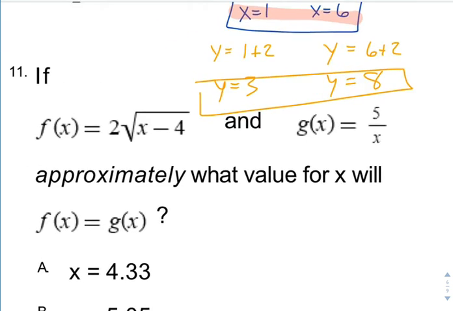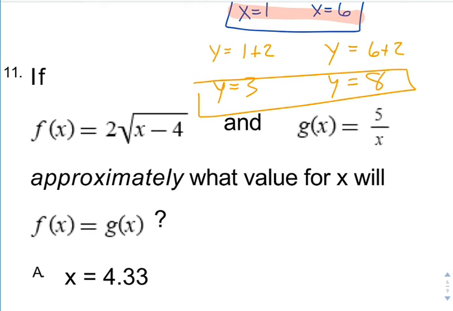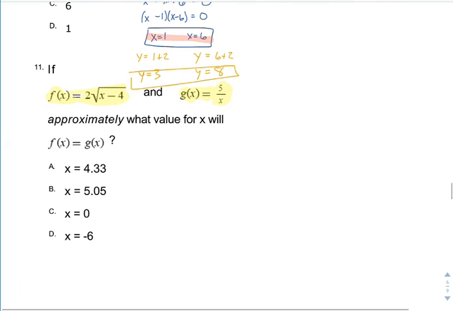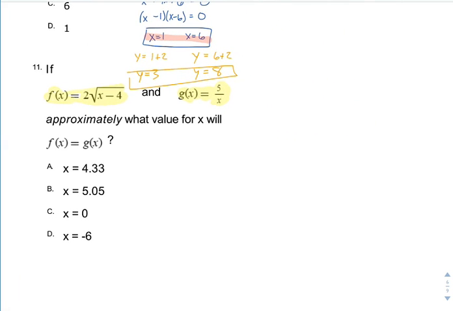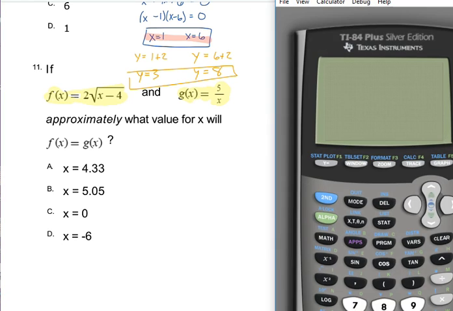So it gives us values for this function f and function g. There it is. f of x is 2 times the square root of x minus 4, and g of x equals 5 divided by x. It says approximately what value for x will they be equal to each other. So basically you want to look and see which one of these will make the functions equal. Well, in this case, you want to use your calculator.